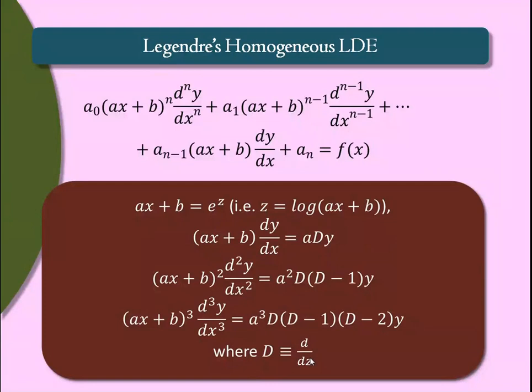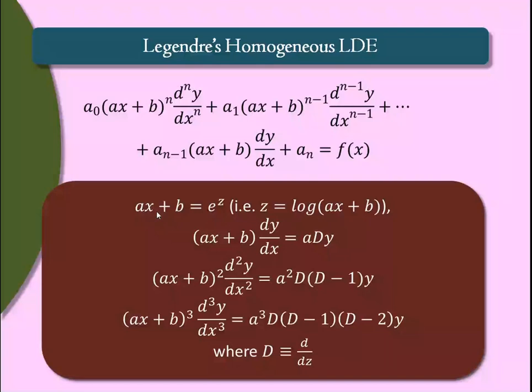Whatever complementary function and particular integral you find must be in terms of z. And after getting all the answers in z, we have to do the back substitution: put the value of z back in the equation to get the answer in terms of x. When we solve problems, you will understand how to get the equation, how to use the equation in z, and how to do the back substitution. So carefully remember these points.